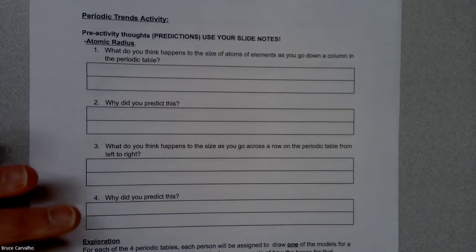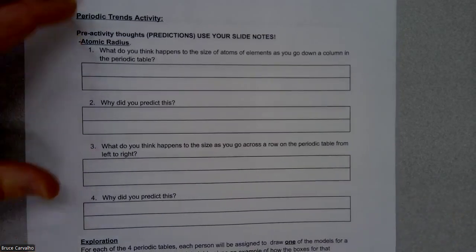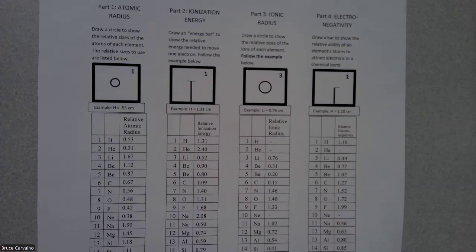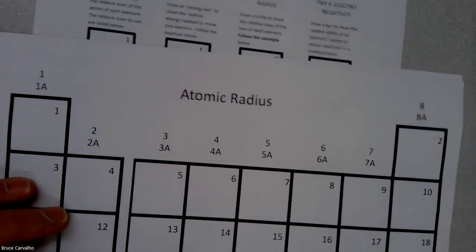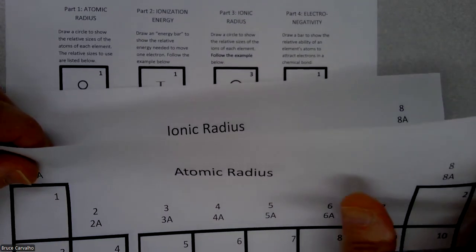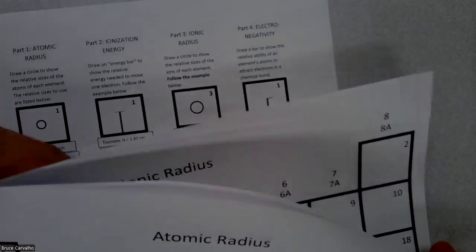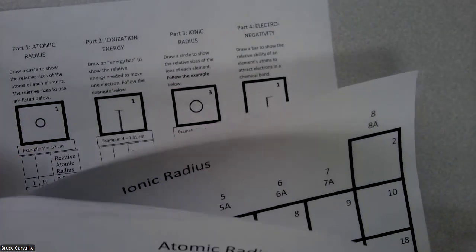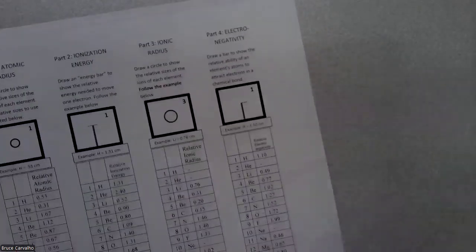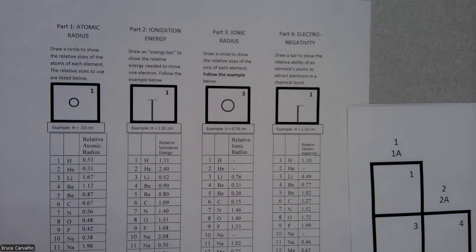One of the things that you're going to want is this activity handout. You're going to want one of the four versions of this handout: atomic radius, ionic radius, ionization energy, or electronegativity. And I'll refer to what each of those are in just a moment.